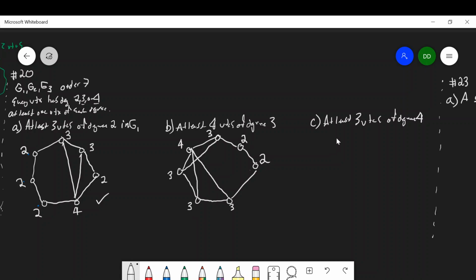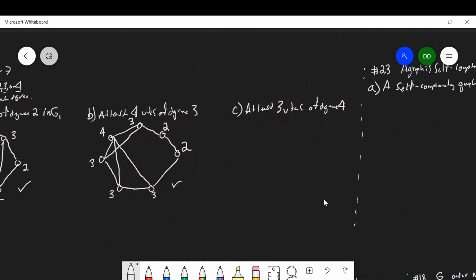And it looks like I'm done, right? Every vertex is degree 2, 3, or 4. There's at least one of each, and I have 4 vertices of degree 3. So that checks out. All right, last one, we want at least 3 vertices of degree 4.